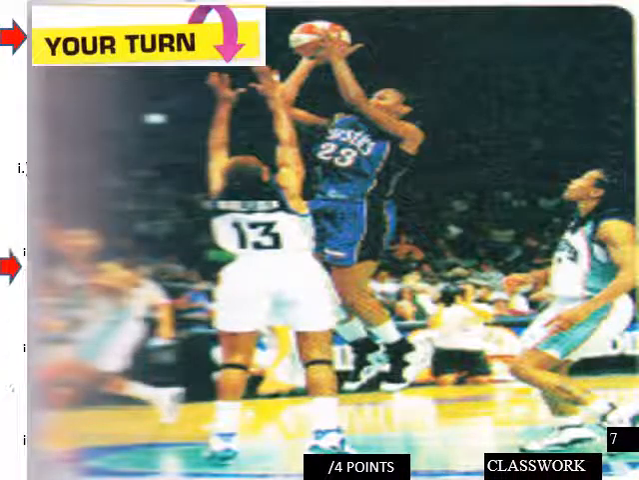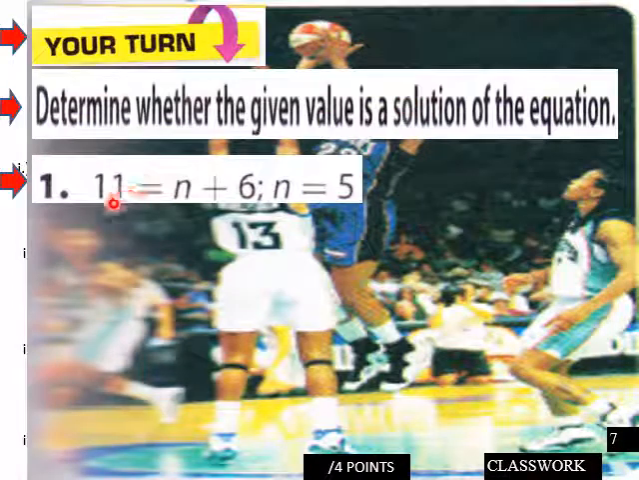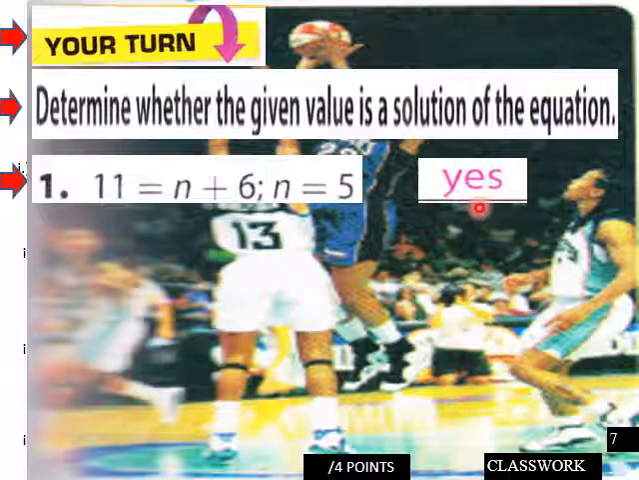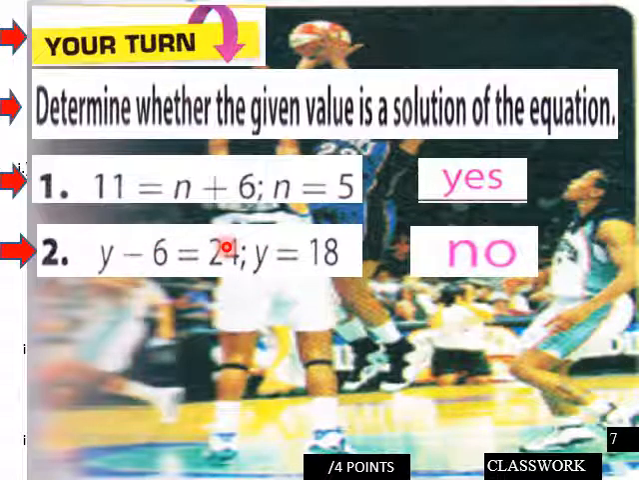Page 7 of our classwork here. Your turn, students, now. Determine whether the given value is the solution of the equation. Number 1, 11 equals n plus 6, n equals 5. Yes, that would be a yes. Number 2, students, y minus 6 equals 24. Does y equal 18? Is 18 a solution for this one? No, it's not. Really? y equals 18? That would be a yes, wouldn't it? 18 minus 6 equals 24. This one's yes. I was wrong.